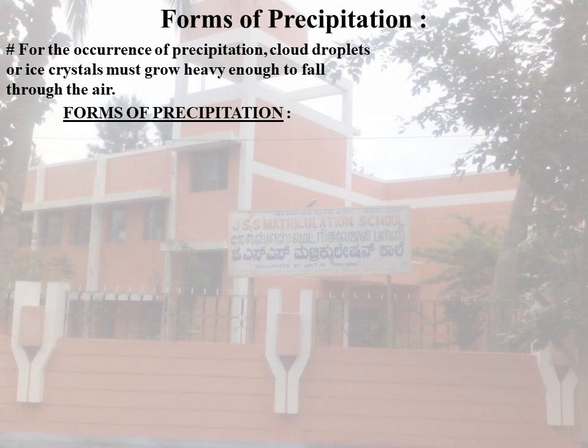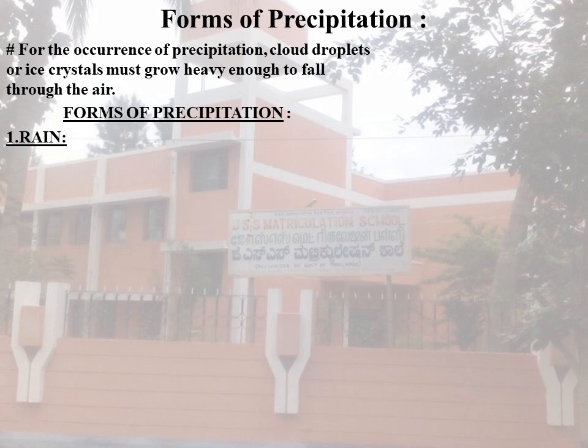Next is forms of precipitation. The form of precipitation in a region depends on the kind of weather or the climate of the region. The precipitation in the warmer parts of the world is always in the form of rain or drizzle. In colder regions, precipitation may fall as snow or ice. Common types of precipitation are rain, sleet, freezing rain, hail and snow. Now we are going to see rain.